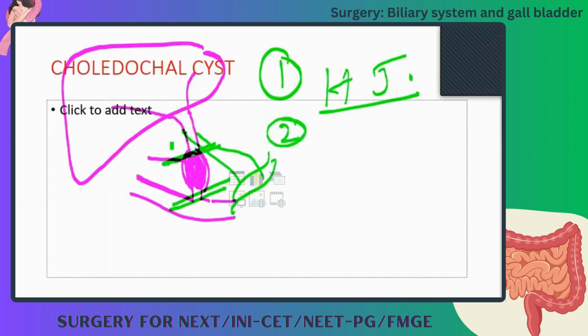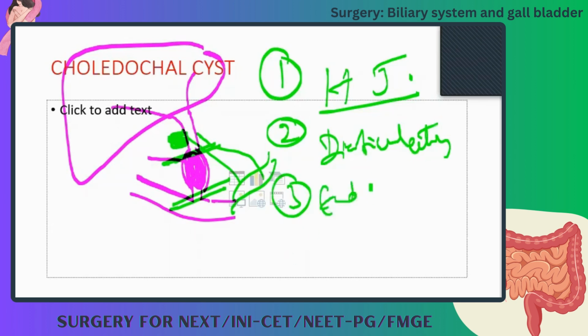For 2, there is a small diverticulum. So what can you do? Is it necessary to remove the bile duct entirely for that small diverticulum? Yes, no? No, we can just do a diverticulectomy. Diverticulectomy is enough for that. Okay, remove the diverticulum. That's all. For 3, that would be endoscopy.